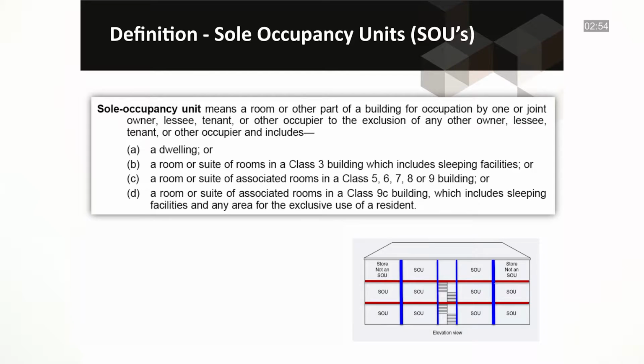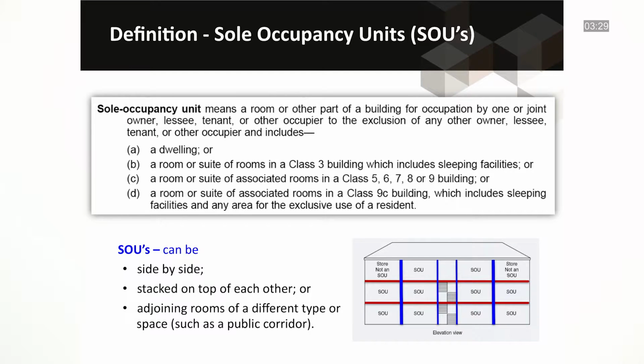A sole occupancy unit is defined in the NCC as a room or other part of a building for occupation by one or joint owner, lessee, tenant or other occupier, to the exclusion of any other owner, lessee, tenant or other occupier, and includes a dwelling or a room or suite of rooms in a Class 3 building, which includes sleeping facilities, or a room or suite of associated rooms in a Class 5, 6, 7, 8 or 9 building, or a room or suite of associated rooms in a Class 9C building, which includes sleeping facilities and any area for the exclusive use of a resident. SOUs can be side-by-side, stacked on top of each other, or adjoining rooms of a different type or space such as a public corridor.